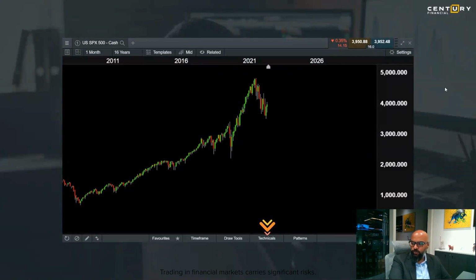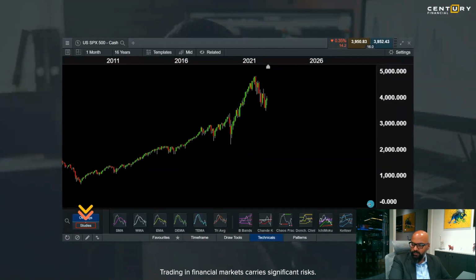Once we go into a platform, there's an example of the S&P 500 here. I'm looking at a monthly time frame. That means each of these candles shows me monthly price movement. In your chart, you have technicals at the bottom. Once you click on technicals, a lot of technicals come up down here. Do not worry about it. We will cover more technicals probably in a one-on-one session if you all need more training on technicals.